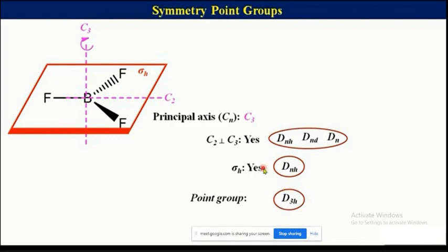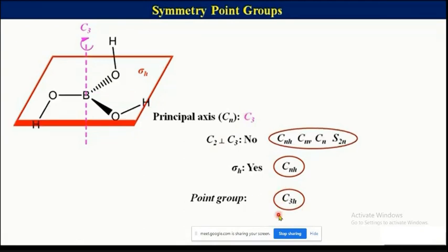You must already know the principal axis. Which one will be the principal axis? The axis with the maximum value of n is considered the principal axis in any given molecule. And here only two axes of rotation, C2 and C3, are present. So which one are you going to consider? C3. Okay. So that's why the point group is D3h.